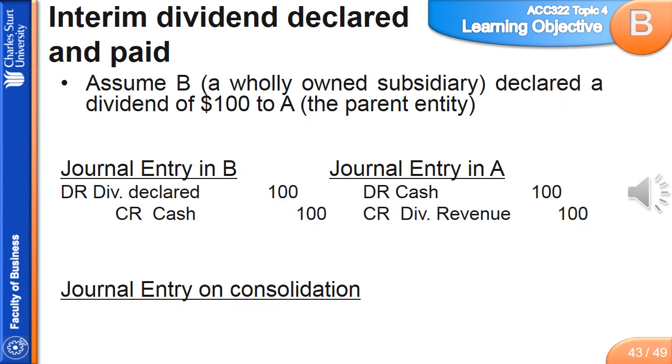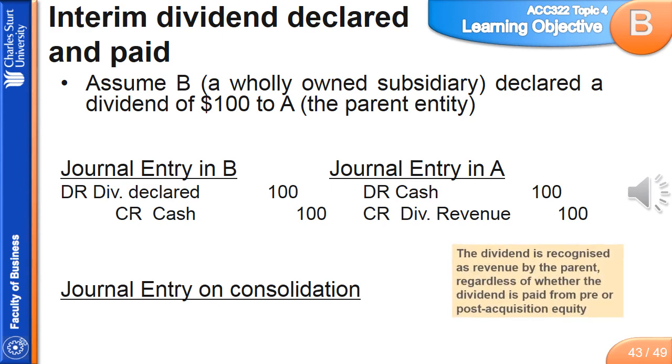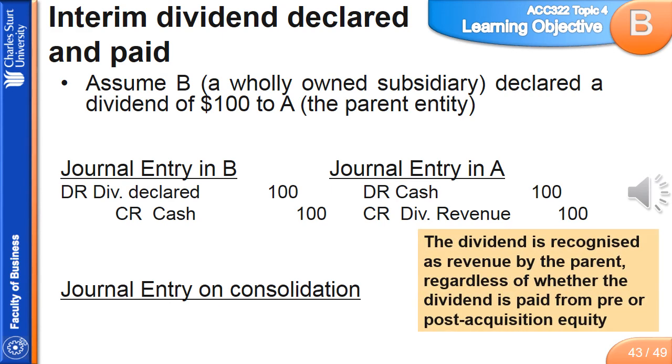So assume B, the subsidiary, a wholly owned subsidiary, meaning 100% of the share capital is owned by the parent, declared a dividend of $100 to A. The journal entry in each respective entity would be, for B, they would debit dividend declared, and then they would credit cash, 100. And within A, they would receive the cash, so they would debit cash 100, and they would credit dividend revenue.